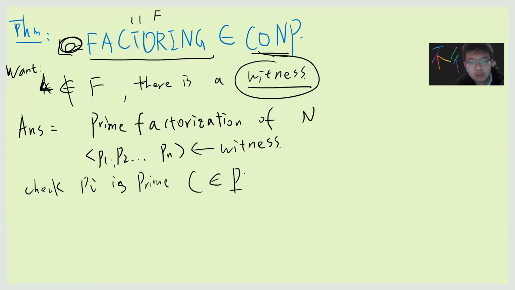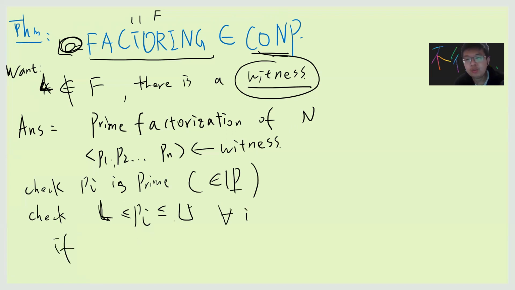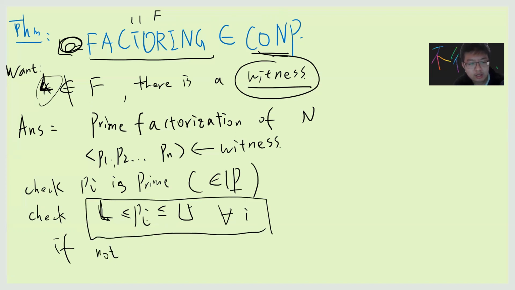So this will take polynomial time, and this n is bounded by log n, so it's still polynomial time. And you can check where p_i is in L and U, for every i. If you don't find anything, then you just return false. So that means that factoring is in coNP. If this answer does not belong to F, then I can check whether there is a p_i. If it passes all tests, if no i in this region, then I just return 1.